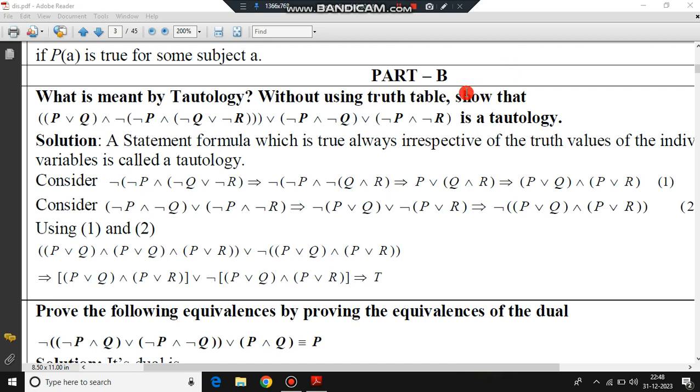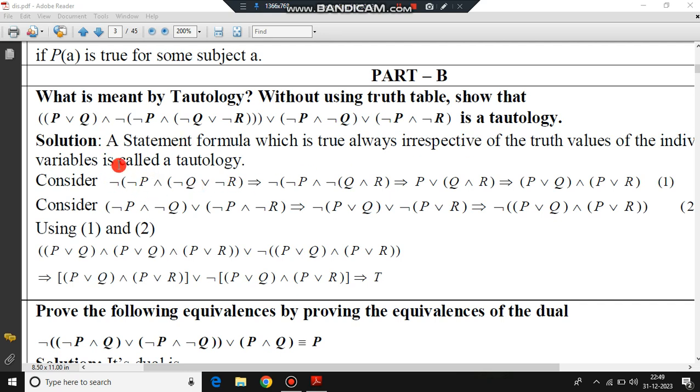Okay, students, in this class I'm going to talk about what is tautology, and one more question is asked here. Without using truth table, we have to show that the given statement formula is a tautology. So two questions we have to answer. First one is what is tautology. The second one is to show that the given statement formula from here to here is a tautology.